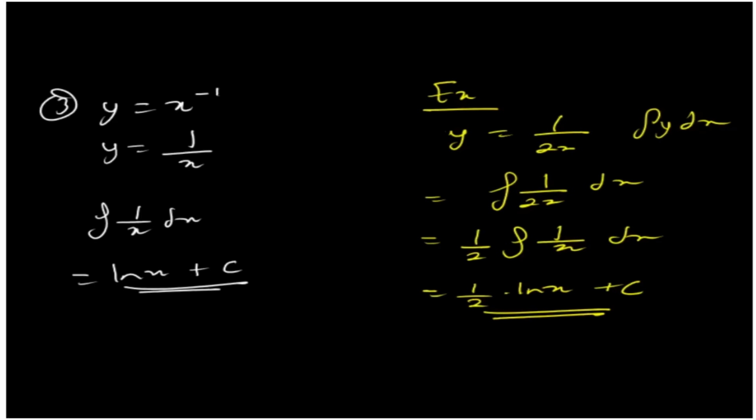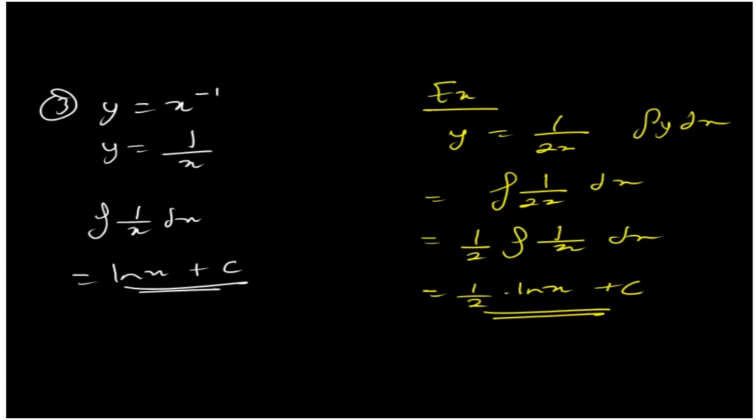What do you differentiate to get 1 over x? The differential of ln x is 1 over x. So the integral of 1 over x is ln x. So the integral of x raised to power minus 1 is just ln x. The integral of x raised to power minus 1 is the same thing as 1 over x, and the differential of ln x is 1 over x. Therefore, the integral of 1 over x is ln x. Remember I said they are opposites.